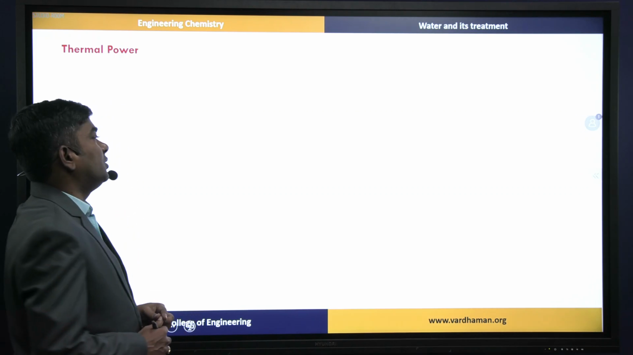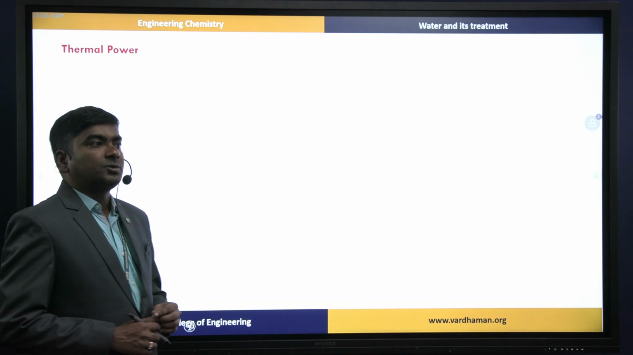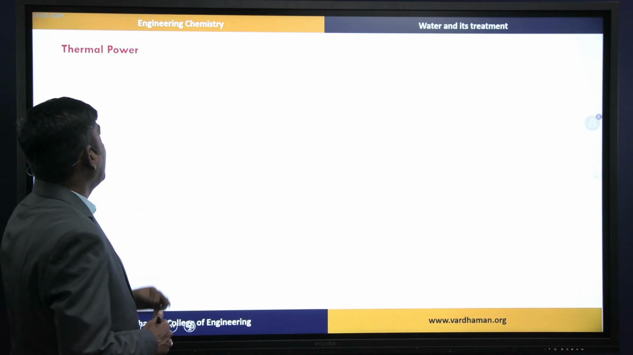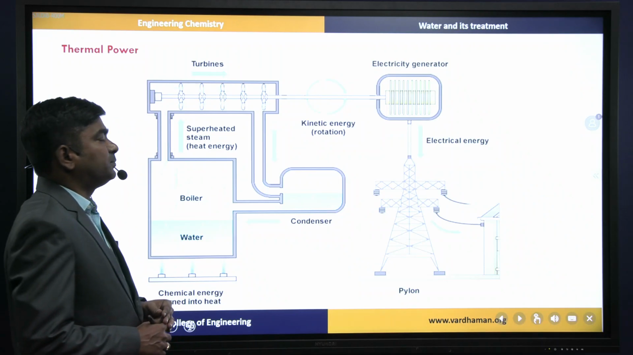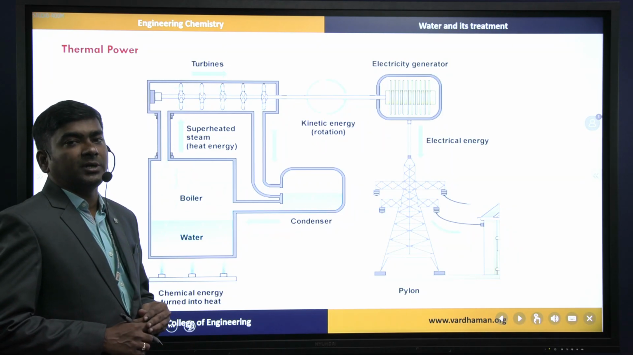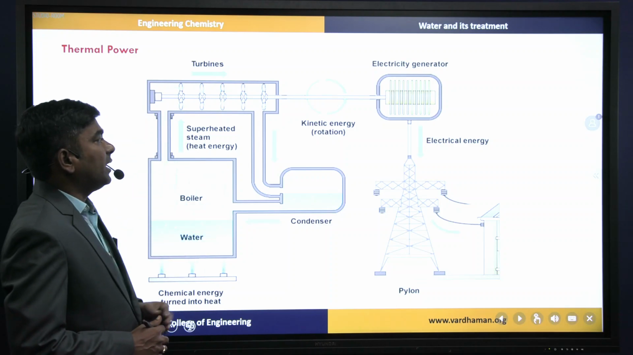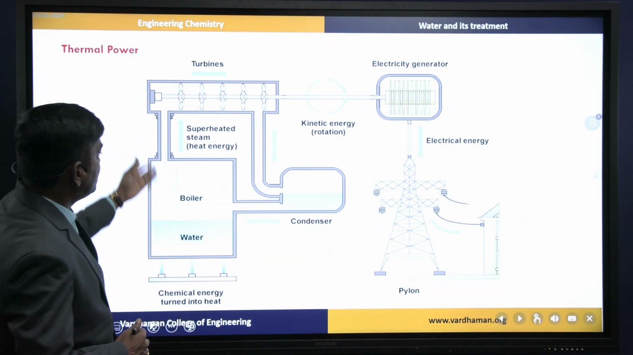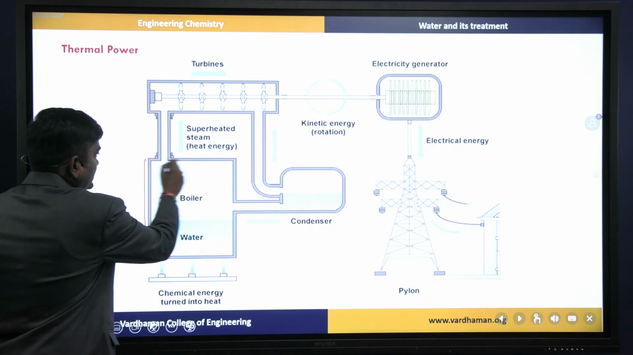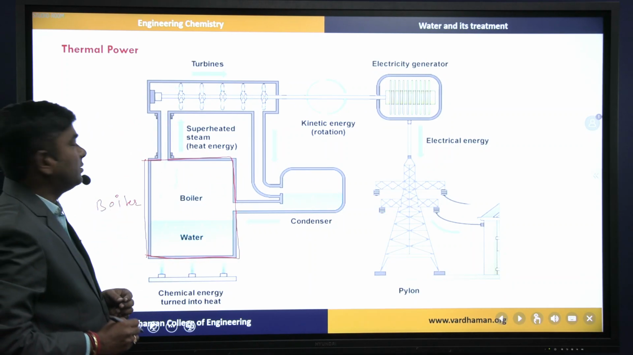First we should know the importance of the boiler. To know that, we should have an idea of thermal power production. The boiler plays a crucial role in thermal power production. Here you can observe how electricity is generated. This component is called a boiler.